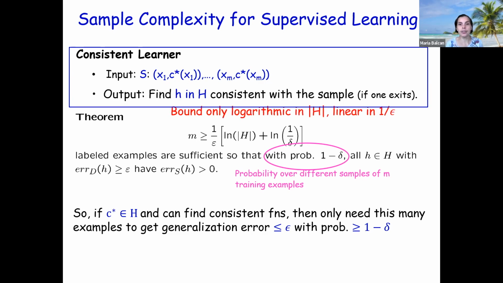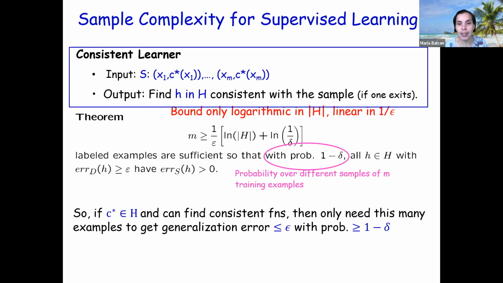One comment that I didn't get a chance to make, let me mention here. Notice that the bound is logarithmic in size of H. That's why it's a good bound. It's also linear in 1 over epsilon. So the dependence on 1 over epsilon is linear. The dependence on size of H is logarithmic. And as I mentioned, the dependence on delta is also very small. It's only log 1 over delta.